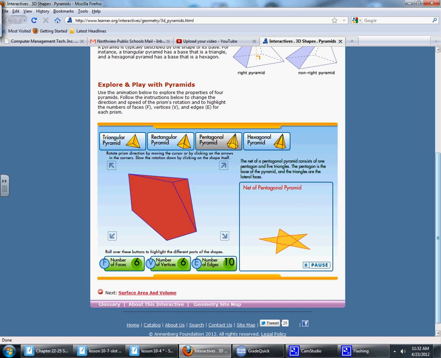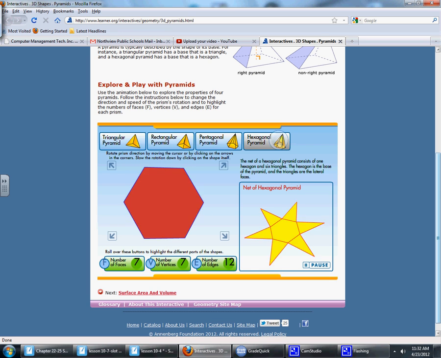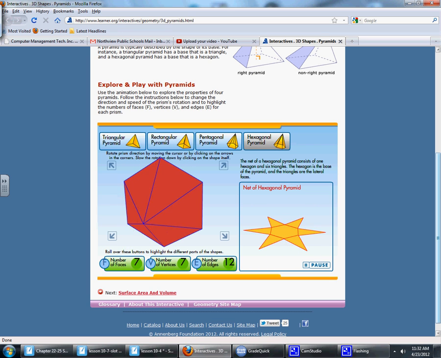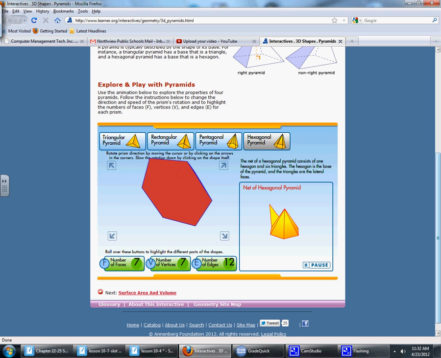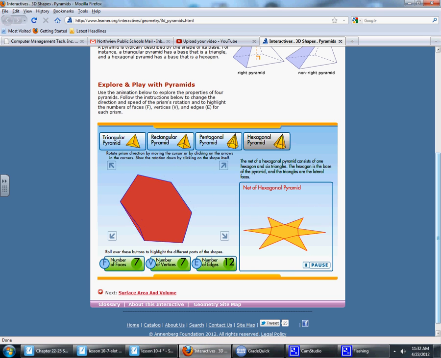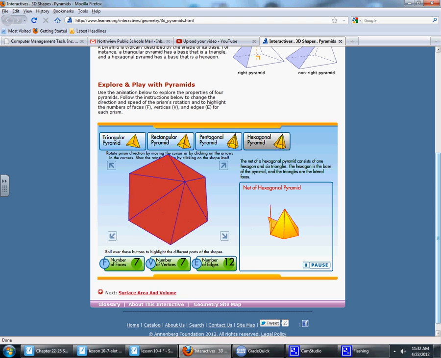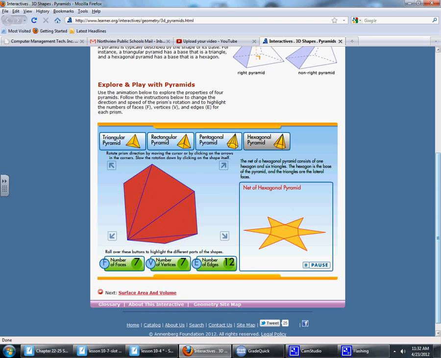Here's a pentagonal pyramid. It has a pentagon for a base and then 5 triangle sides that fold up to a point. That's the net of the drawing. The sides fold up to make a pyramid. This here is a hexagonal pyramid and it has a 6-sided base and then 6 triangles that fold up to make the pyramid. So we have the net and then the hexagonal pyramid.